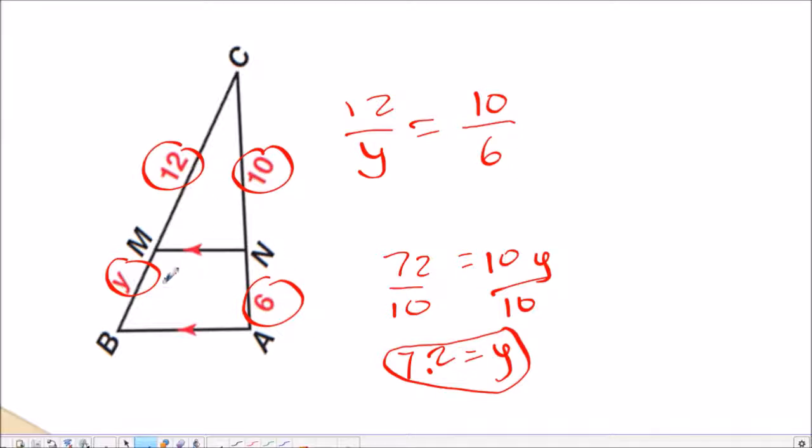See? 12 is bigger than 10. This, which we found out is 7.2, is bigger than 6. Okay, and that's what we would have expected there. Okay, so we're going to get a little bit more practice, a little more familiarity, but that's how they go. It's a neat little trick.